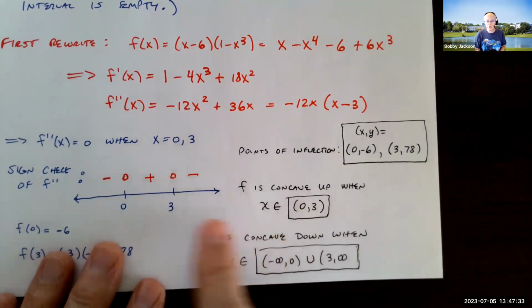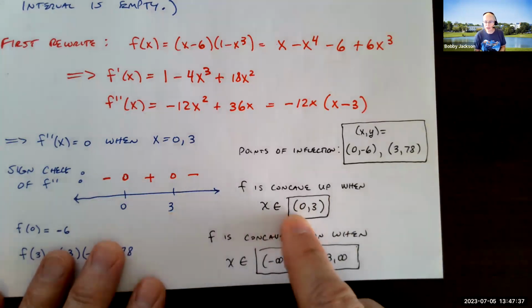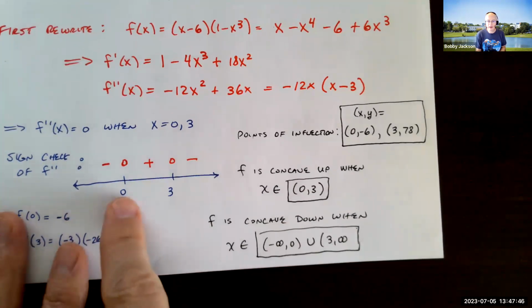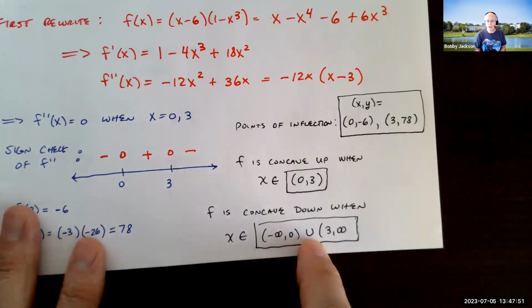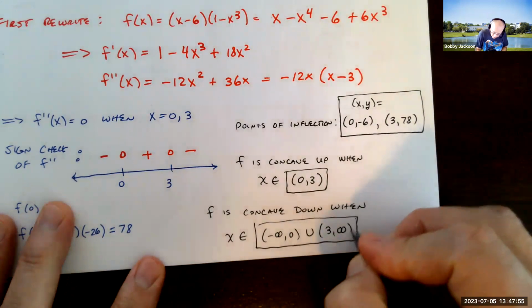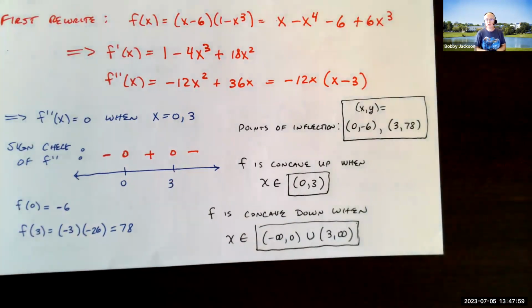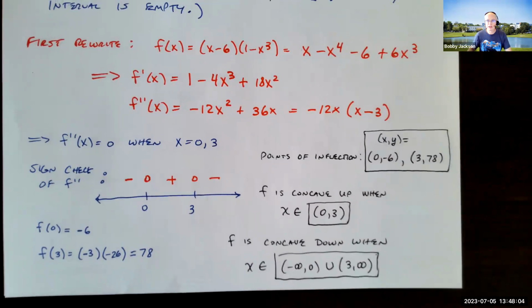F is concave up, we've already said that, where the second derivative is positive. So on the interval from 0 to 3, notice I'm using parentheses, not including the endpoints. So it's concave up on that interval between 0 and 3. And then concave down for values less than 0. That's where I use negative infinity to 0, and then the union symbol, 3 to infinity. I forgot my parentheses there. Right, for this other interval. Okay, so there's all the analysis for this problem. Hopefully this makes sense for you.